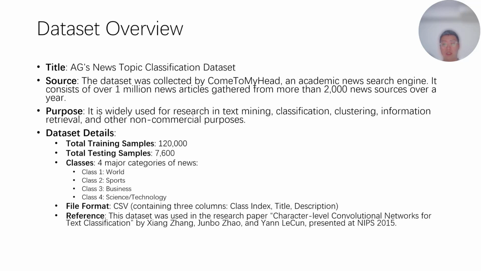The full dataset is split into 120,000 training samples and 7,600 testing samples, and it has 4 distinct news categories: world, sports, business, and science or technology. The news articles in the dataset have 3 key columns: class index, title, and description.